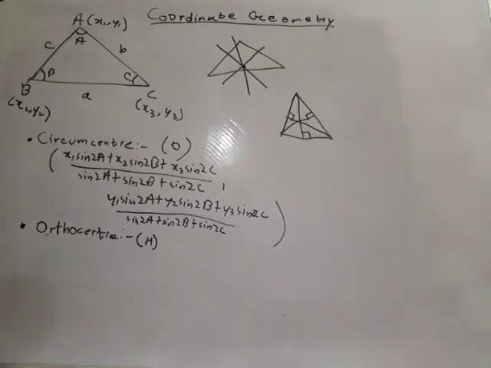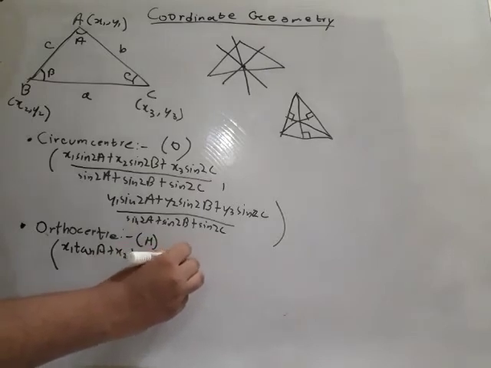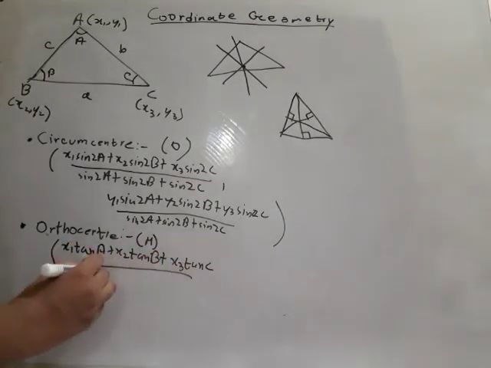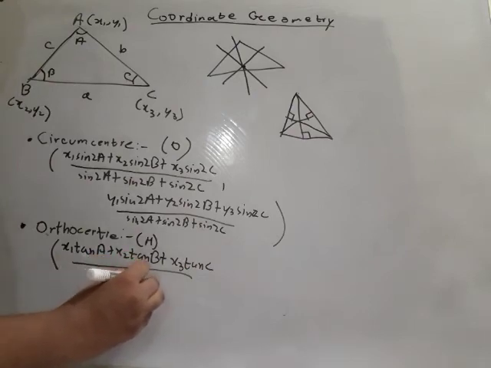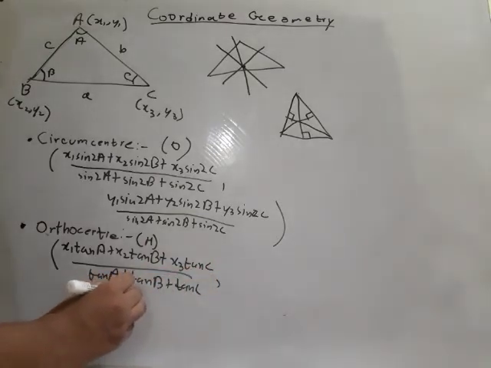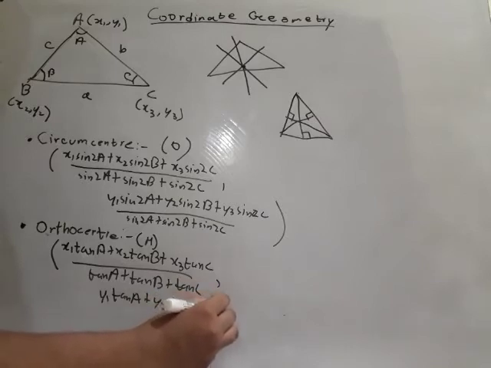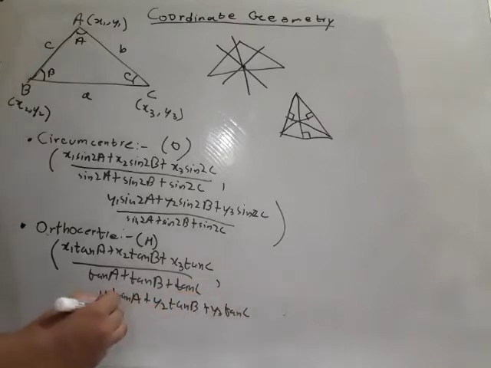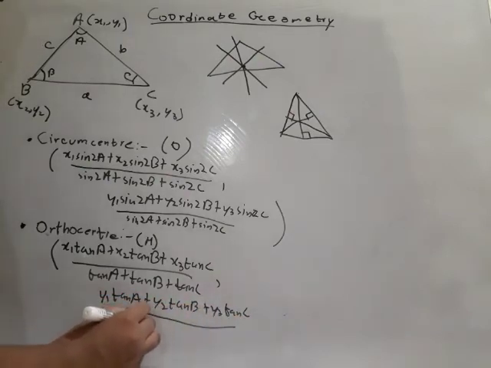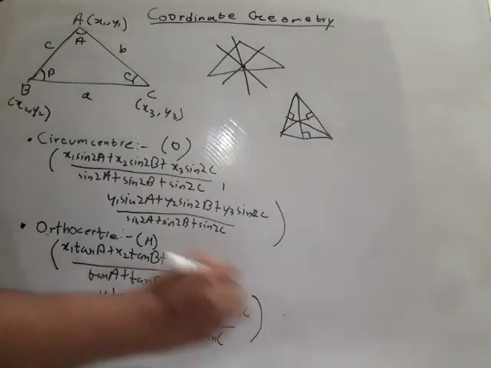What is the orthocenter? The orthocenter is given by the x coordinate multiplied by the tan of the angle: (x1 tan A + x2 tan B + x3 tan C) / (tan A + tan B + tan C), and (y1 tan A + y2 tan B + y3 tan C) / (tan A + tan B + tan C). This is the orthocenter.